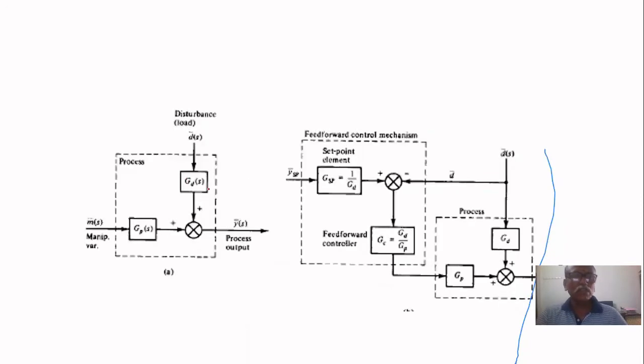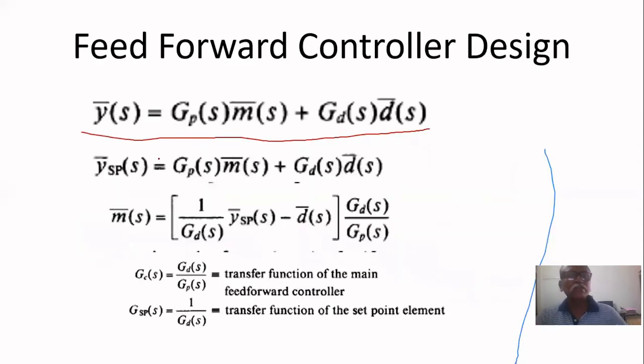What is y of s? Y of s is the process variable, that is equal to the m of s manipulated variable given to the process. So we can write y of s. If this part is not there, we can write Gp of s multiplied by m of s. If disturbance is coming there, then it must be through Gd of s, disturbance model, through that d of s is coming. Both are added together, you will get y of s. That's written here. So y of s equal to Gp of s m of s plus Gd of s d of s. That's all.